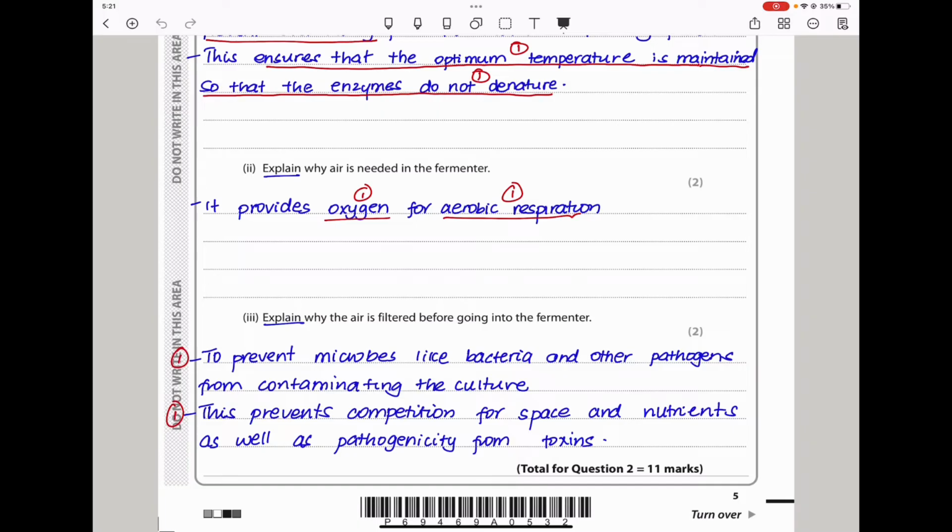Because if they do contaminate the culture, they are going to compete with the microorganisms that are of our interest. They'll compete for space as well as nutrients. And some of these microorganisms can produce toxins that could affect our microorganisms that are working during the fermentation process. So that could be a disadvantage. This brings us to the end of question 2. Let's move on to question 3.